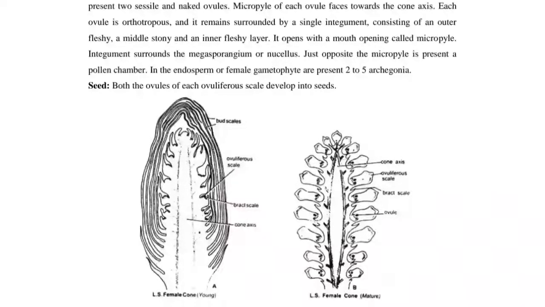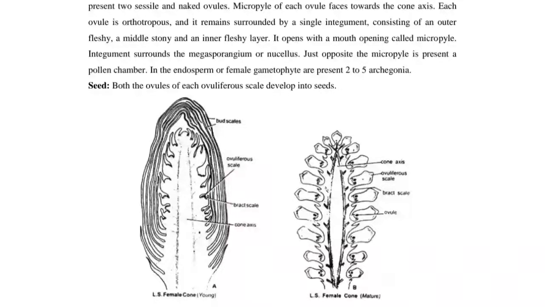Bract scales are thin, dry, membranous, brown-colored structures having fringed upper part. These are also called carpellary scales. An ovuliferous scale is present on the upper surface of each bract scale. Each ovuliferous scale is woody, bigger and stouter than bract scale, and it is triangular in shape. A broad sterile structure, with pointed tip, is present at the apex of these scales. This is called apophysis.